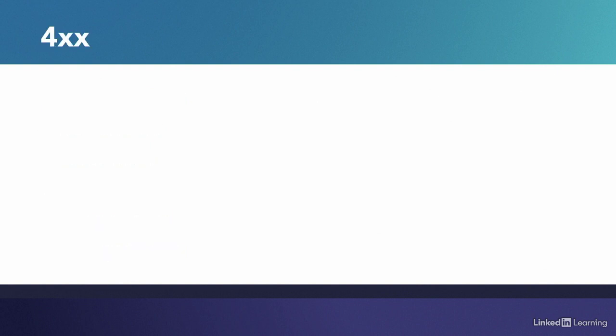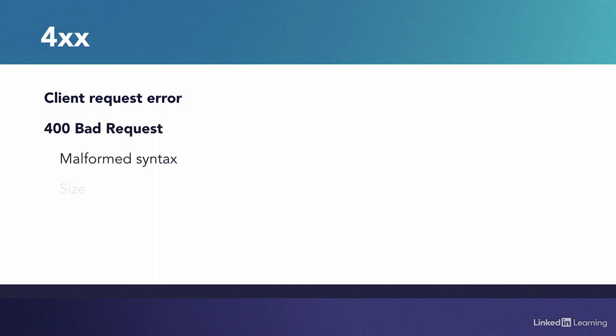The 400 errors typically mean the client request has some sort of error in it. Perhaps the syntax is wrong, the resource is not found, or the client is not authorized for the resource it is requesting. The 400 error is one of the more common 400 errors that we would see. It can be a bad request, a malformed syntax, size too large, invalid message framing, and so on.